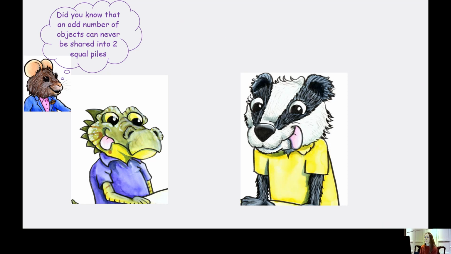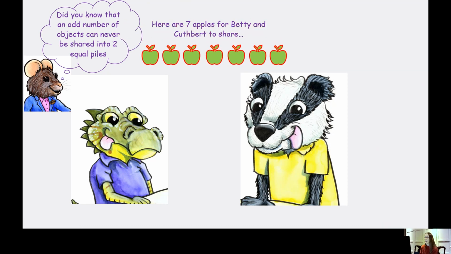Let's let Cuthbert and Betty share some more apples. But this time, we're going to share 7 apples, and we know 7's odd. Okay, so let's have a look. Where are those apples? There we go.